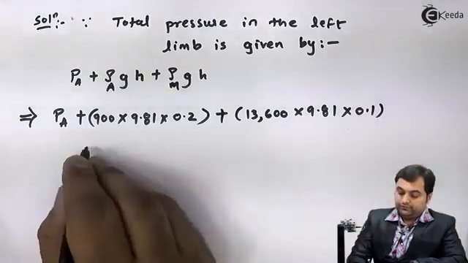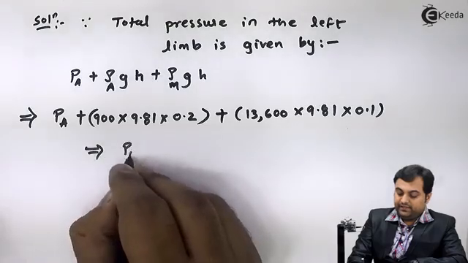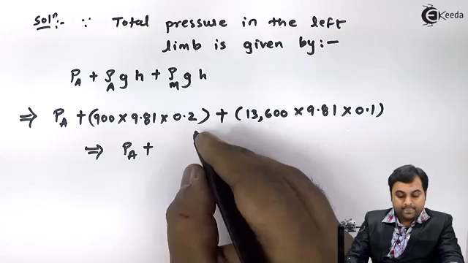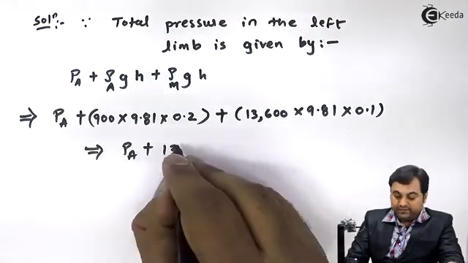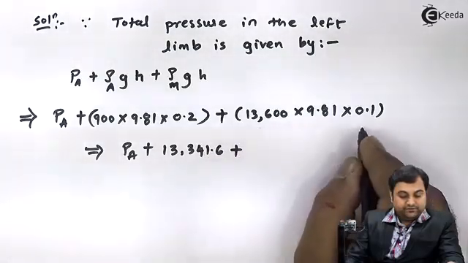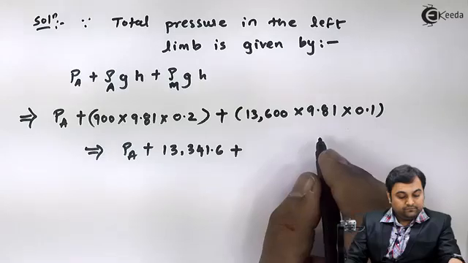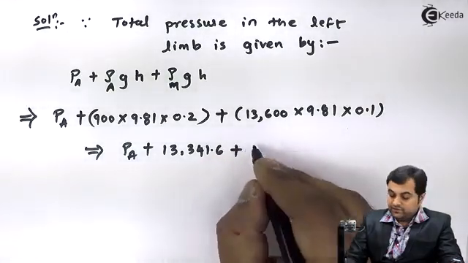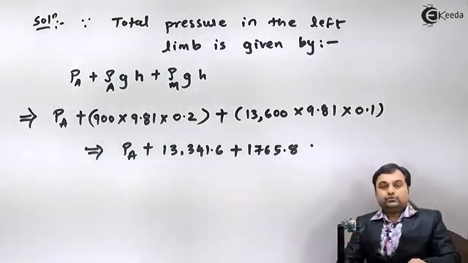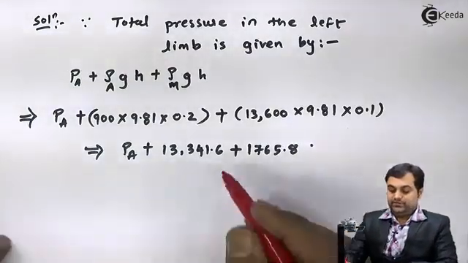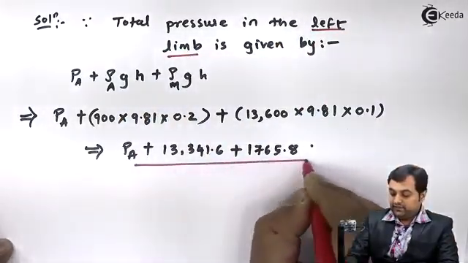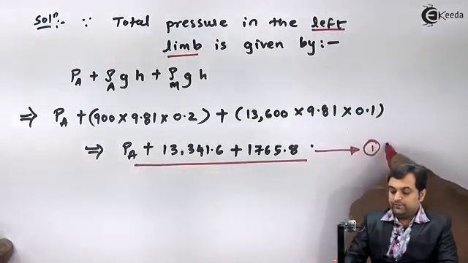That is 0.1 meter. So from this I will get PA plus, if I calculate the values here, 13,341.6 plus the value here, it would be 1765.8. So this is the total pressure in the left limb. Here I'll call this equation number 1.